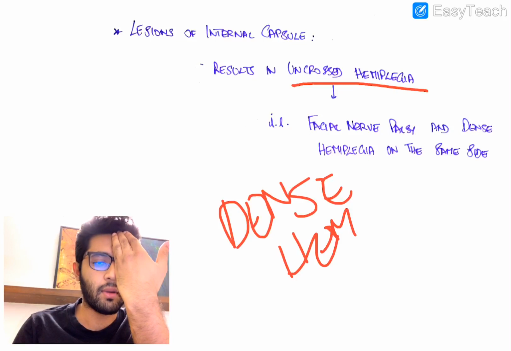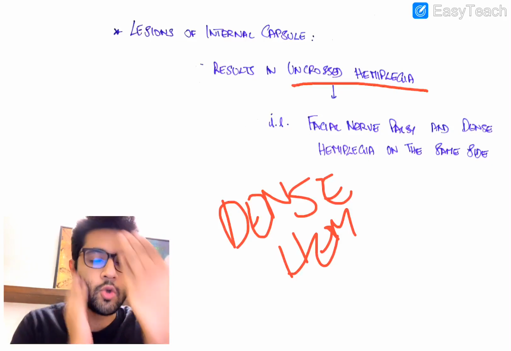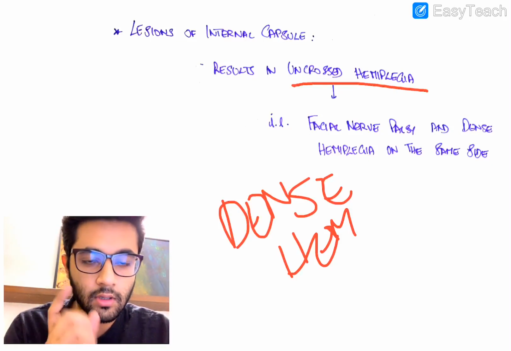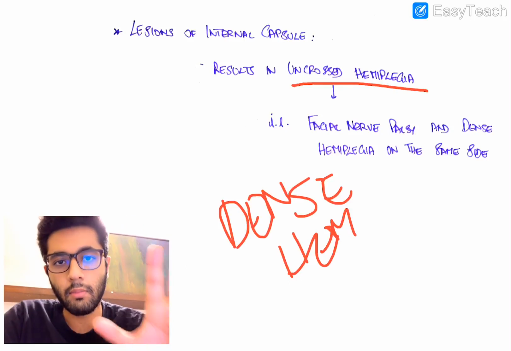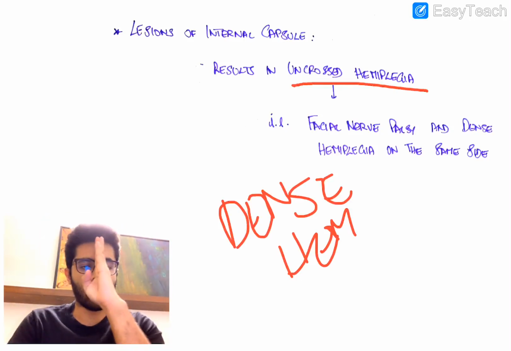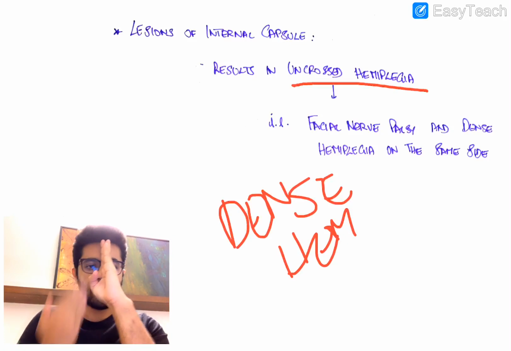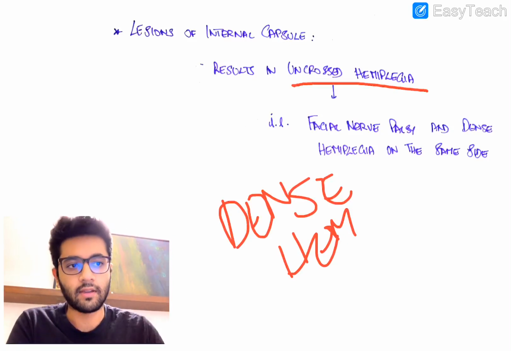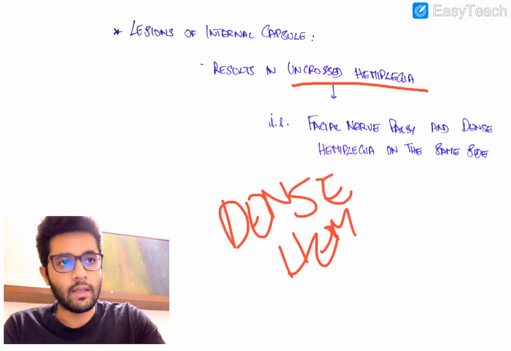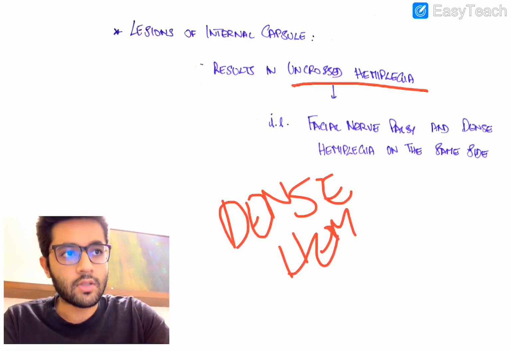And if you can remember a further point, it is a UMN type weakness of the face. We'll get to that later. But as of now, you remember it is a UMN type weakness of the face. So the right half of the face and the right body. So the whole right side or the whole left side is affected. Okay, so in this case, there is uncrossed hemiplegia.